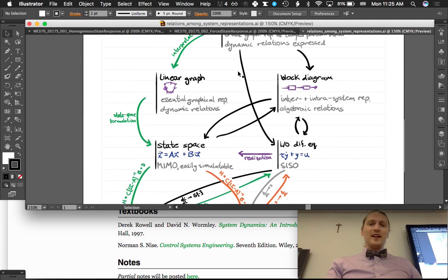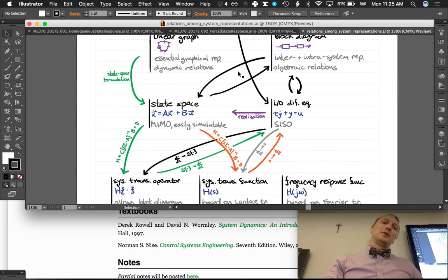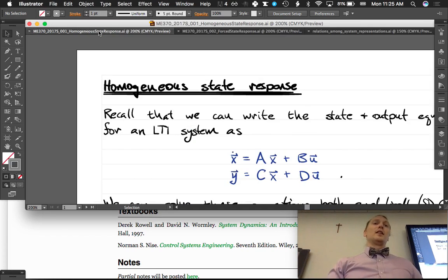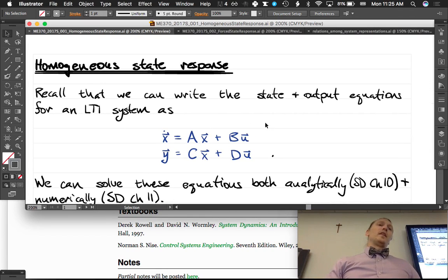So this class, though, this is where it's at. This is the map for the class, and we're going to try to keep coming back to this and remind ourselves where we are, what we're doing in this class. Okay. Now we get to the good stuff.